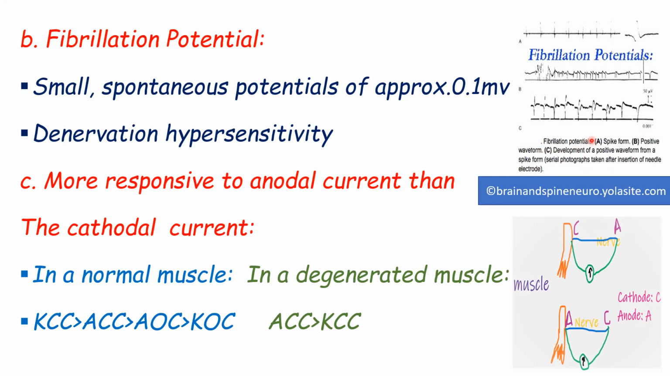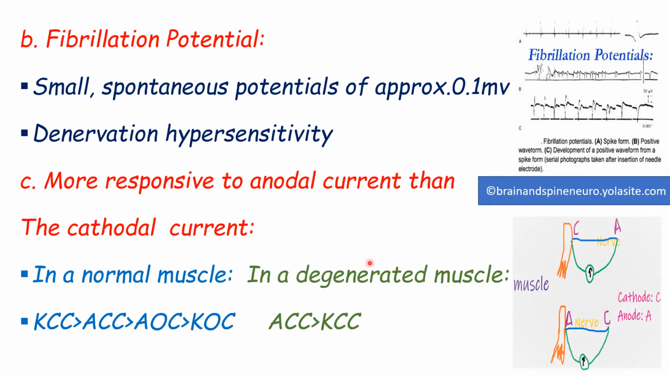Fibrillation potentials are of different types, like spike form, positive wave form, and then positive wave form from a spike form. See, this is a spike form, this is a wave form, then here is the positive wave form from the spike form. This is again recorded with the EMG. Then another very important thing is that a degenerating muscle becomes more responsive to the anodal current than the cathodal current. A normal muscle is more responsive to the cathodal current as compared to the anodal current. But a degenerating muscle becomes more responsive to the anodal current than the cathodal current.